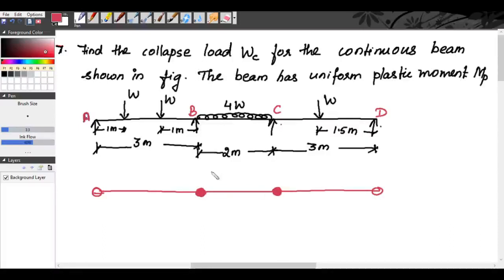Now you will have a plastic hinge under the concentrated loads. Let us take the points as A, B, C, D, E, F, G and H, where the maximum bending moment occurs. So at E you will have a plastic hinge, at F a plastic hinge, at G a plastic hinge, and at H a plastic hinge, where the maximum bending moment occurs. B is also a fixed support, C is also a fixed support. Both are intermediate supports, so the maximum bending moment will occur at the midpoint.